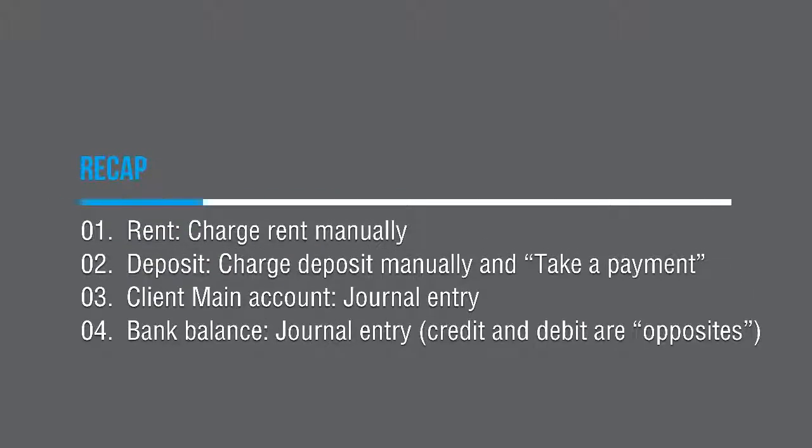So if you've just come on board and you need a step-by-step guide to adjusting your opening balances, here are 4 steps to get you going. Number 1, charge rent manually to adjust the tenant rent opening balance. Number 2, charge deposits manually and receive the deposits. Number 3, make any journal entries to adjust the landlord's main or float balance, and only after you've done that should you make a journal entry to adjust the bank account's opening balances.